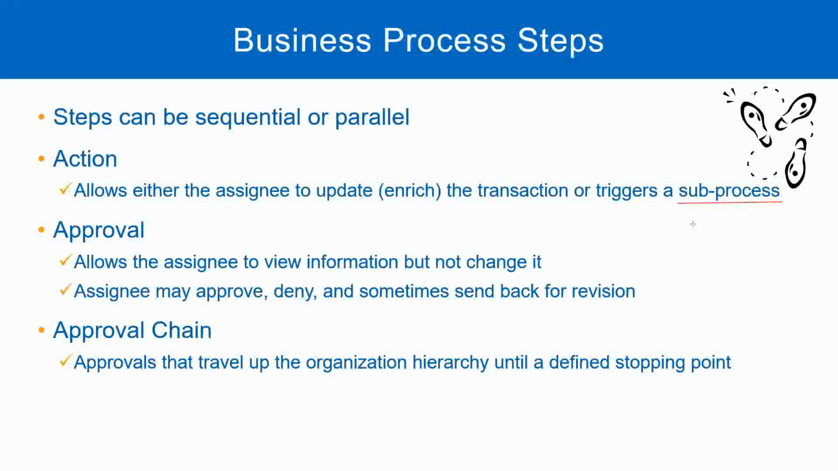Now contrast that with an approval kind of step. In an approval step, you view the information but you cannot change it. I mean the approver cannot change it. Okay, think about this. Let's say you have applied for a leave for the 18th of April, right? You have applied for a leave and your manager looks at it, changes the date to 18th of May, and then approves it.